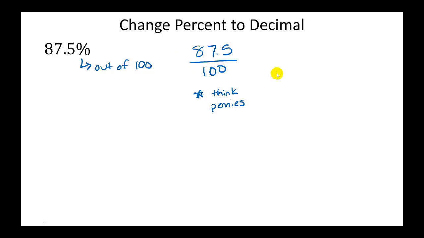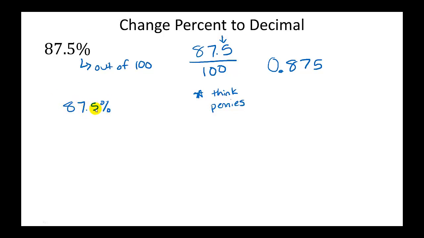So we have under 100 pennies, which means we don't have any dollars, and then we're left with 87 pennies, and then we have a little extra. So then we're going to add that on at the end. When we understand this process, we could jump from percent to decimal without having to change into a fraction.